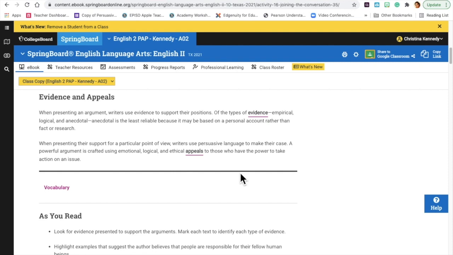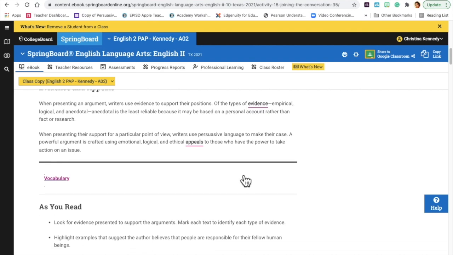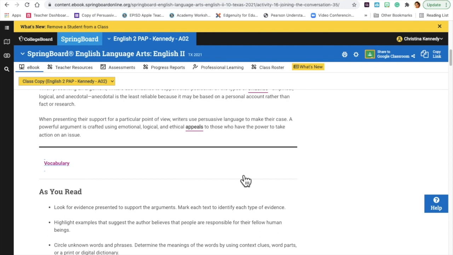Empirical evidence is what, guys? Yeah, it's based on numbers, hence that name, empirical. Okay, logical. Yeah, it's based in logic. It just makes logical sense. And anecdotal. These are the personal stories, right? They're the least reliable because they're based on personal stories, not facts, okay? The rest of them are based on facts.